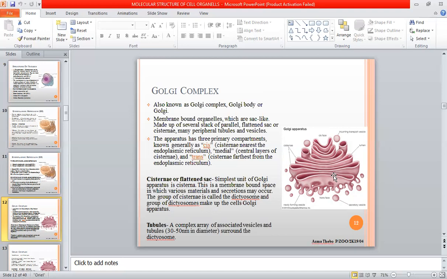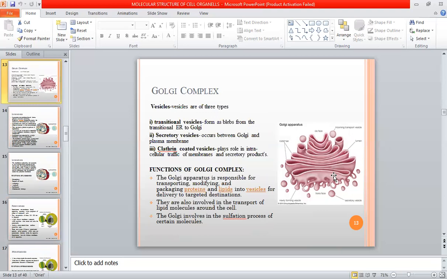Cisternae, or flattened sacs of the Golgi complex, are membrane-bound spaces in which various material secretion may occur. The group of these Golgi complexes is therefore termed the Golgi apparatus. Tubules are a complex array of associated vesicles and tubules 30 to 50 nanometers in diameter.